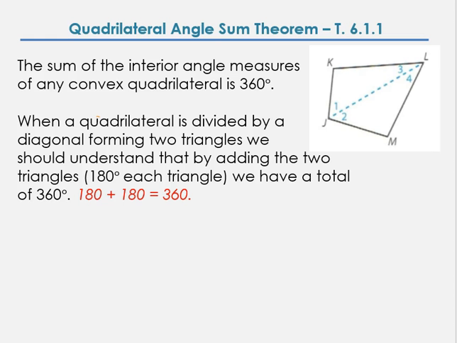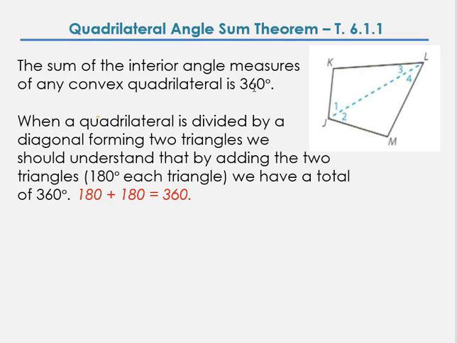Our first theorem for this chapter, Theorem 6.1.1, Quadrilateral Angle Sum Theorem. And we can see our drawing of the kite. We have kite JKLM, and our theorem tells us that the sum of the interior angle measures of any convex quadrilateral is 360 degrees.